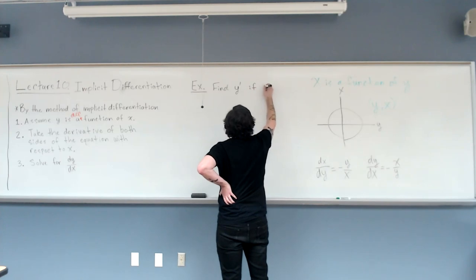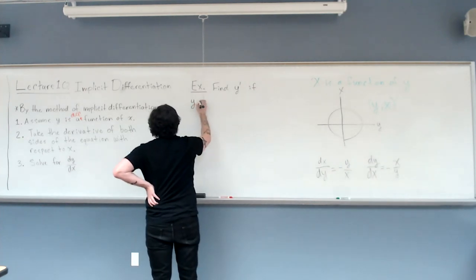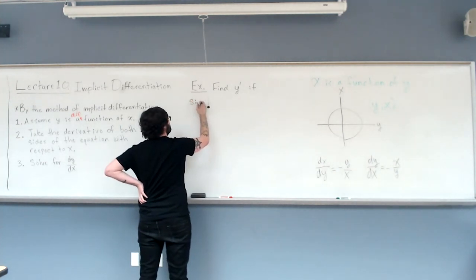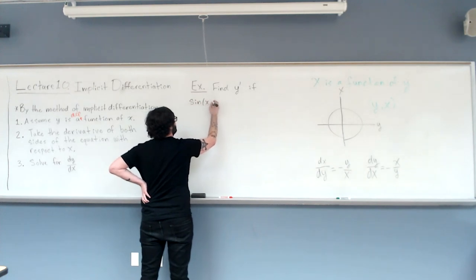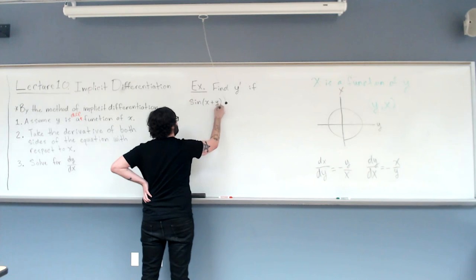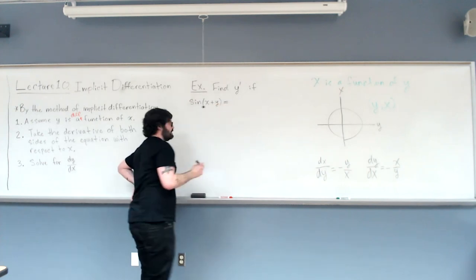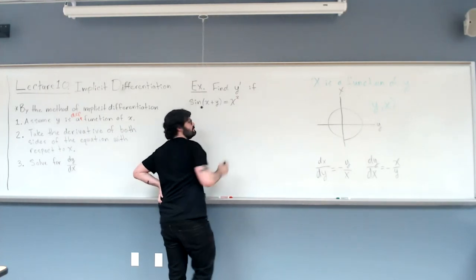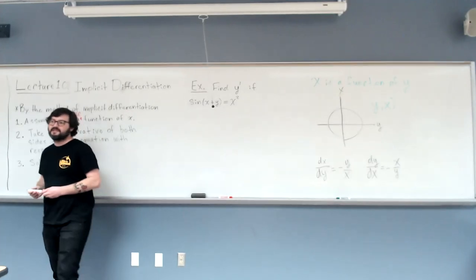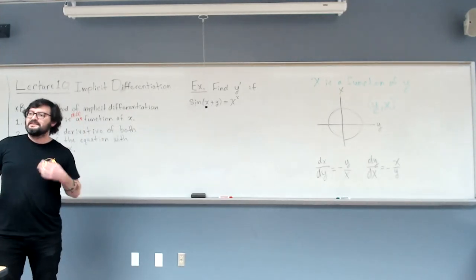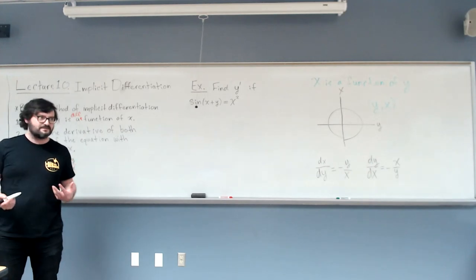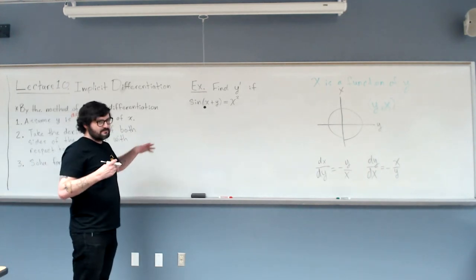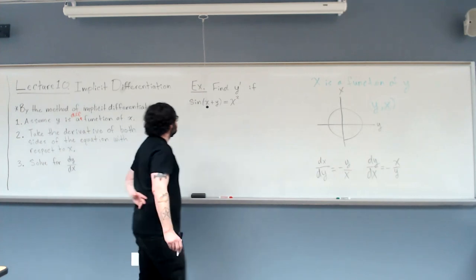If sine of x plus y equals, and here's where I have to be very careful. The reason I'm being careful is because sometimes, just like you can't solve the original equation for y, sometimes you can't solve for dy dx. So I'm trying to come up with an example where we can at least solve for dy dx. That's not trivial.